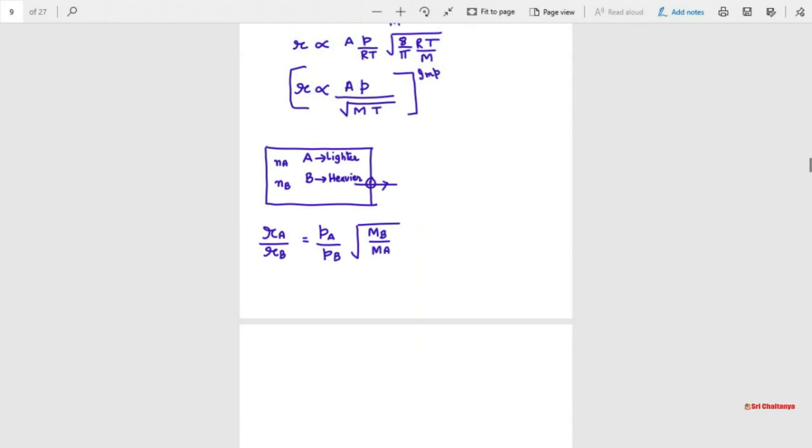And we know that partial pressure is directly proportional to the number of particles per unit volume. So I can also write that this is equal to moles of gas A upon moles of gas B, times molar mass of gas B upon molar mass of gas A.